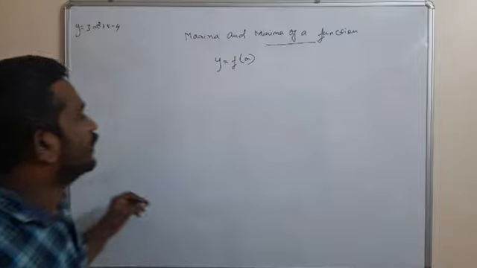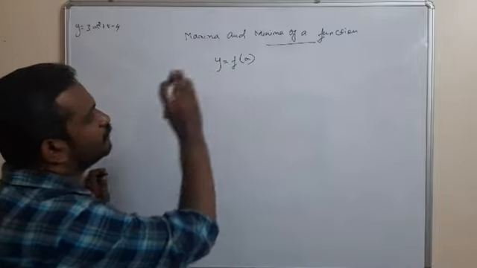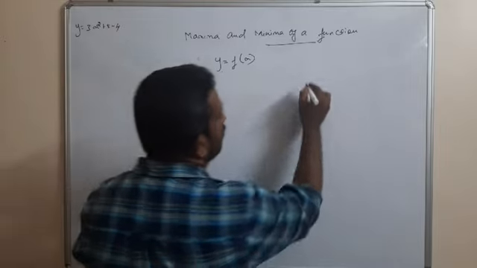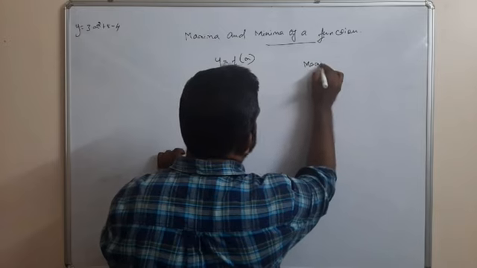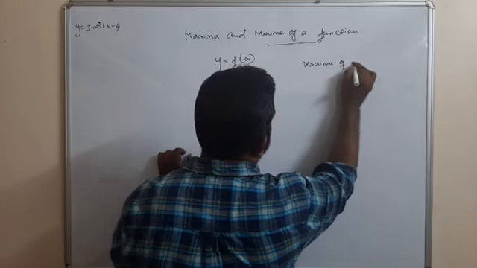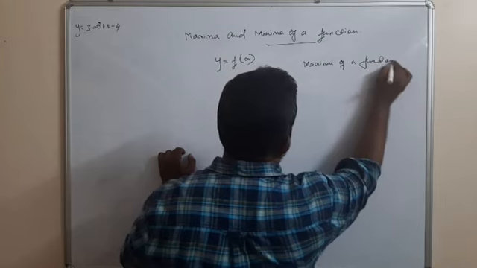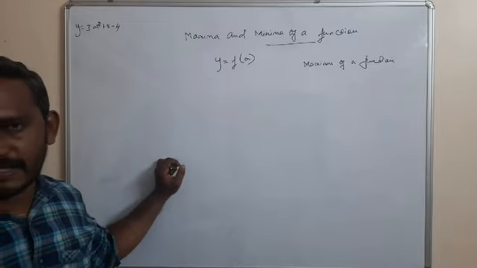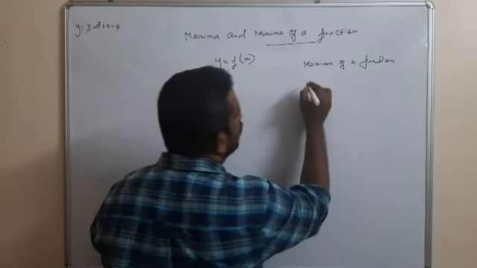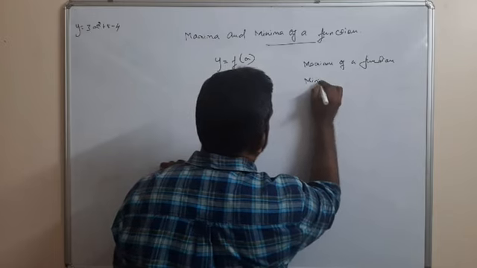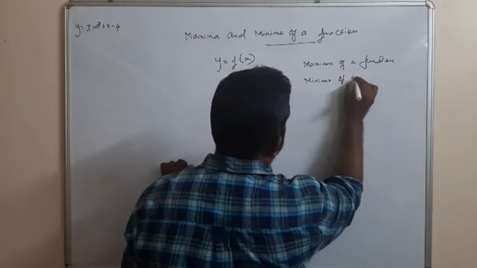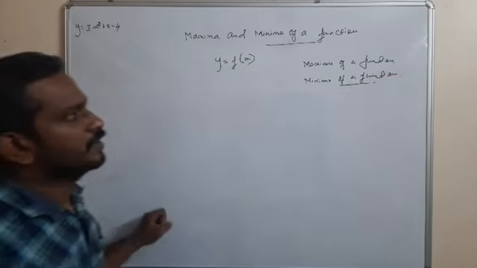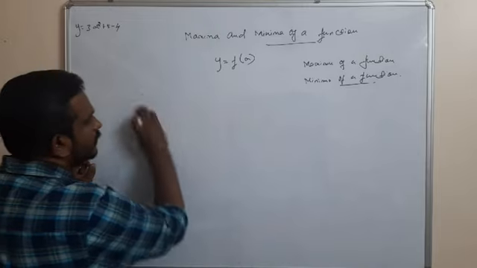So the value of x at which the function y reaches the maximum is called the maximum of a function. The value of x at which the function y attains its minimum value is called the minimum of a function. If you draw the graph, you can clearly understand.